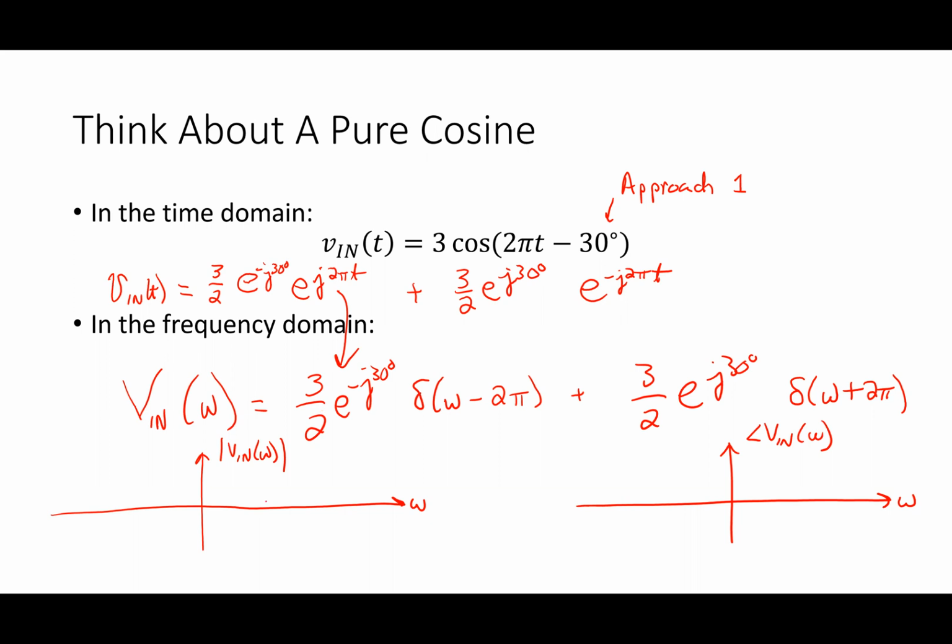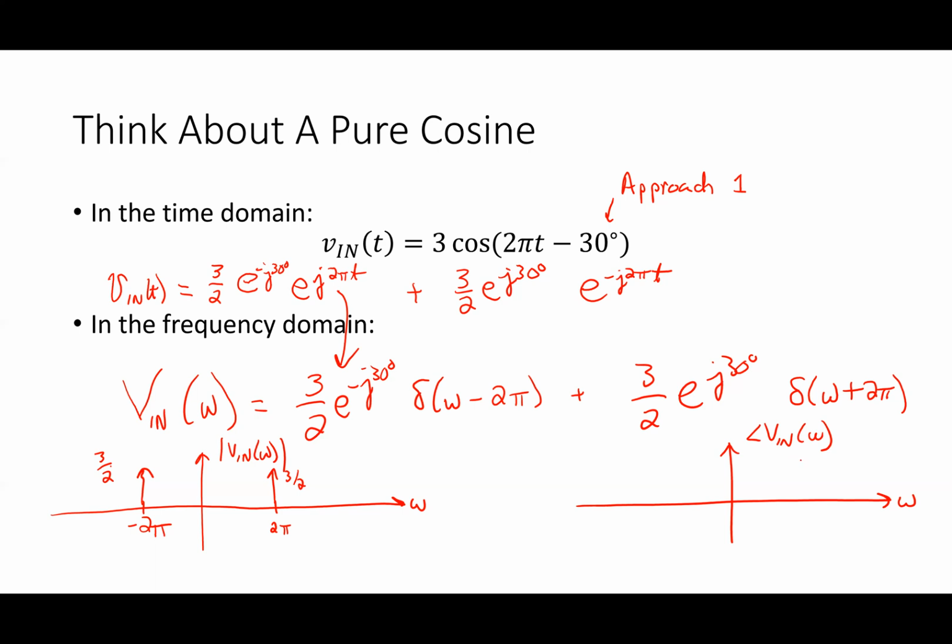Yeah, 3/2 at 2 pi. So let's call this 2 pi. This guy would be 3/2. And then he's got his best friend here at negative 2 pi over here. The two of those go together like that.